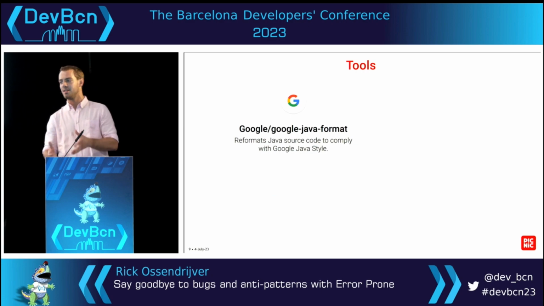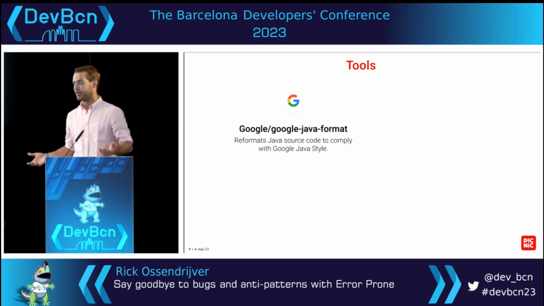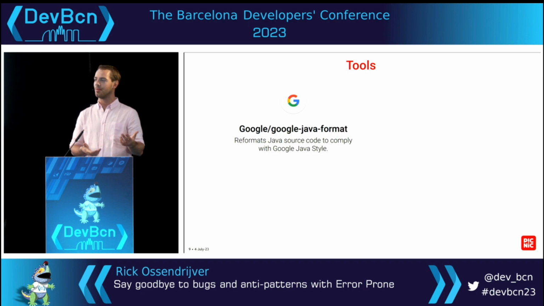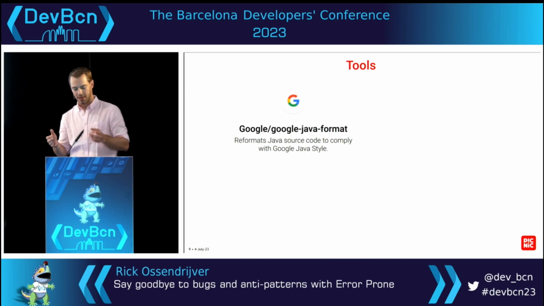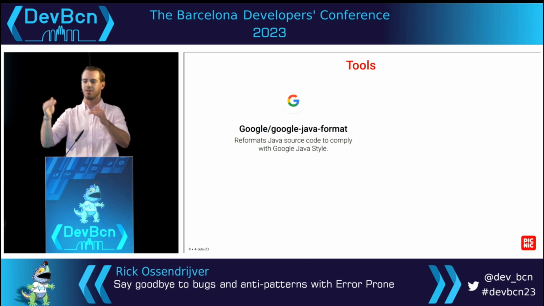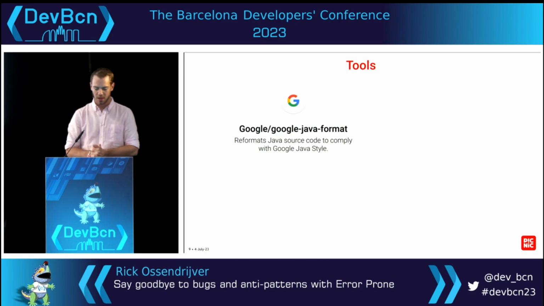One of the easiest examples is the use of a formatter. We use the Google Java format. It's a fairly opinionated formatter, so there's simply no discussion possible about where to put the curly bracket, either on the new line or the same line as a class definition.